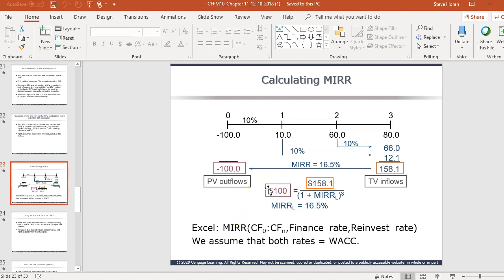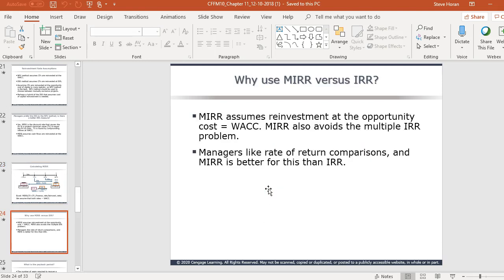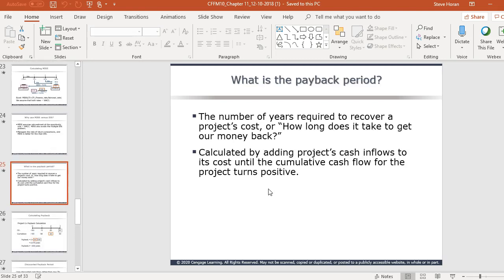Okay, so I've got the MIRR calculation there. And so why use it versus the IRR? Well, the MIRR assumes a reinvestment at the opportunity cost, which is the WACC, which actually is much more realistic. And managers like rate of return comparisons, and so MIRR is just simply better than the IRR calculation is.